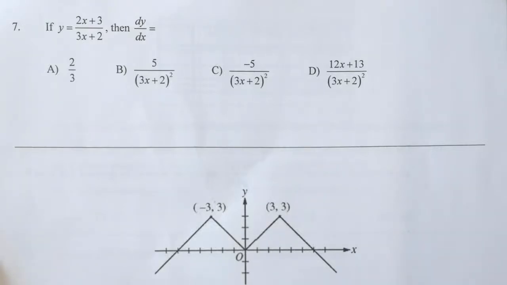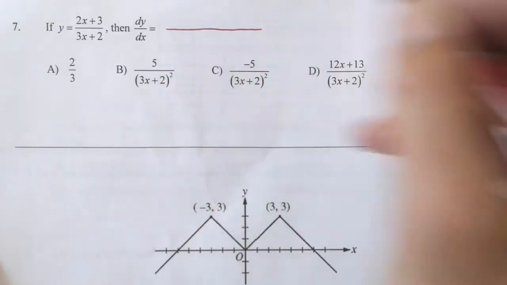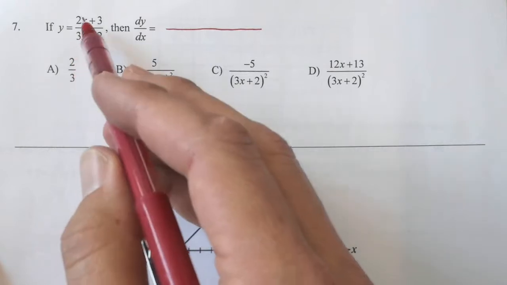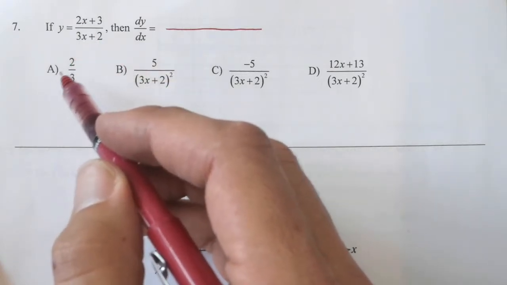Problem number 7, we see y is equal to (2x + 3) divided by the quantity (3x + 2), and we're asked to find the derivative. So this is another quotient rule. Notice right away we see option A, which says derive the top, derive the bottom, and call it a day. There's our classic confusion that we don't want to fall for.